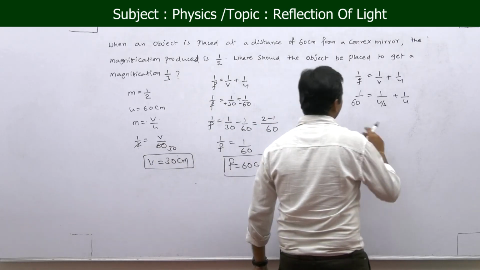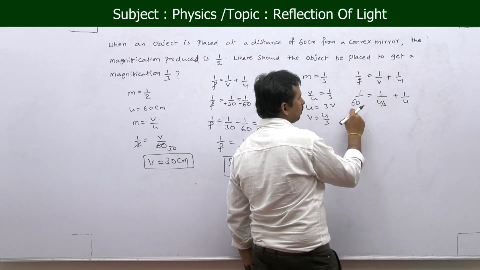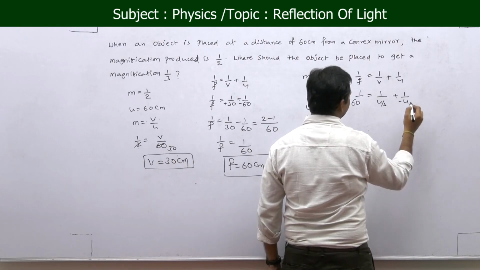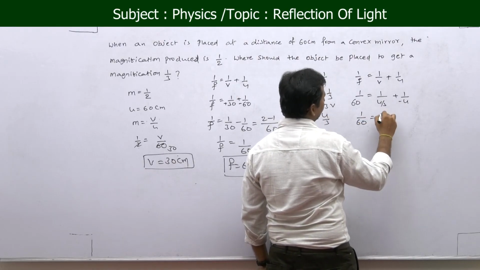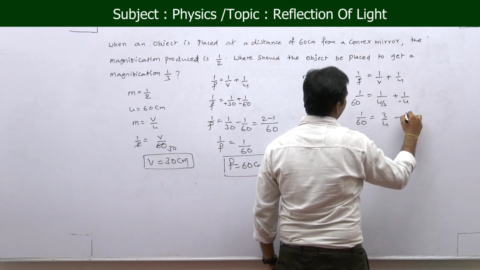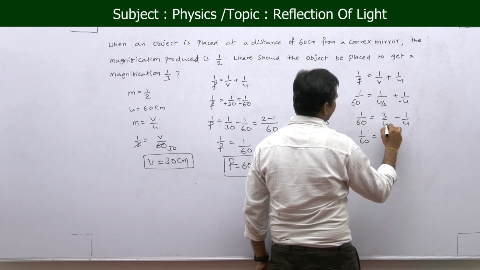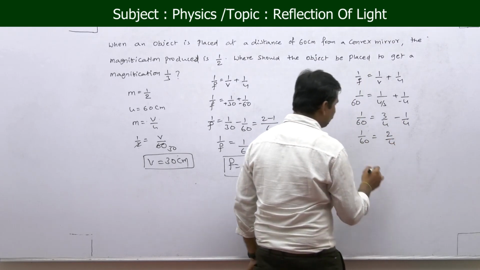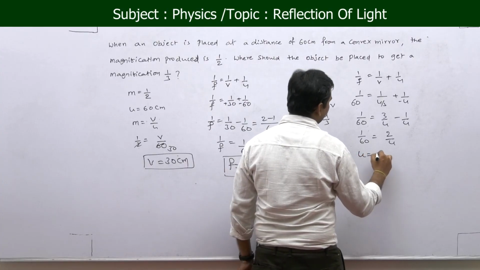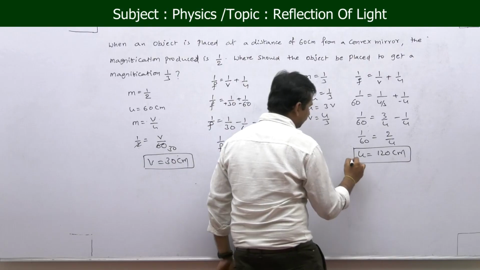If you apply the sign convention here, f, the focal length, is positive, but the object distance is negative. Then 1 by 60 is equal to, bringing this 3 to the numerator, 3 by u minus 1 by u, which becomes 2 by u. If you cross multiply, we get u equal to 120 centimeters.